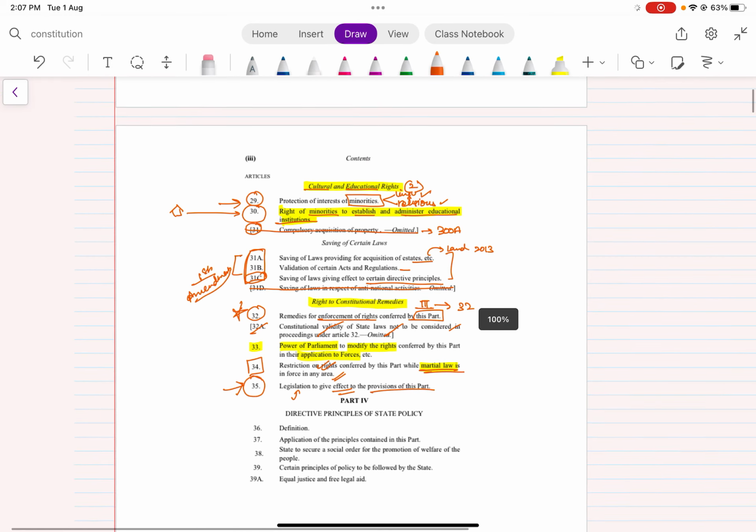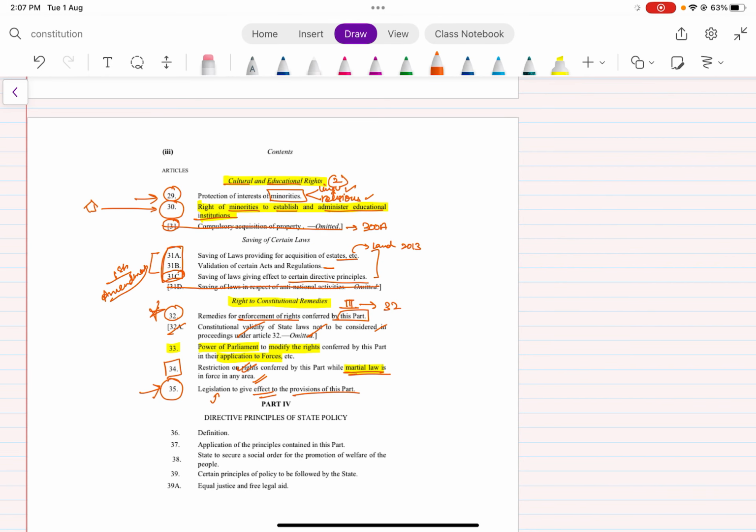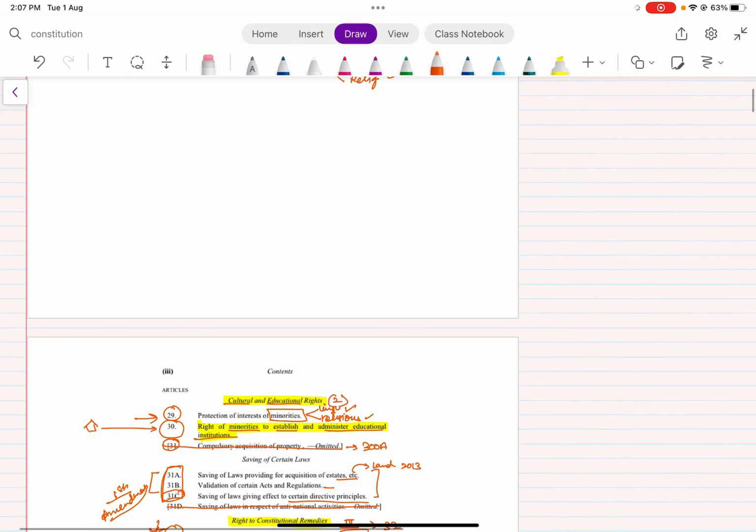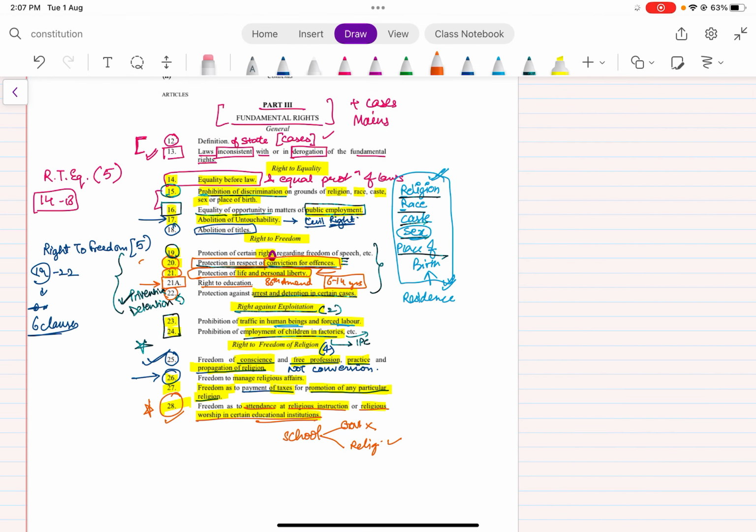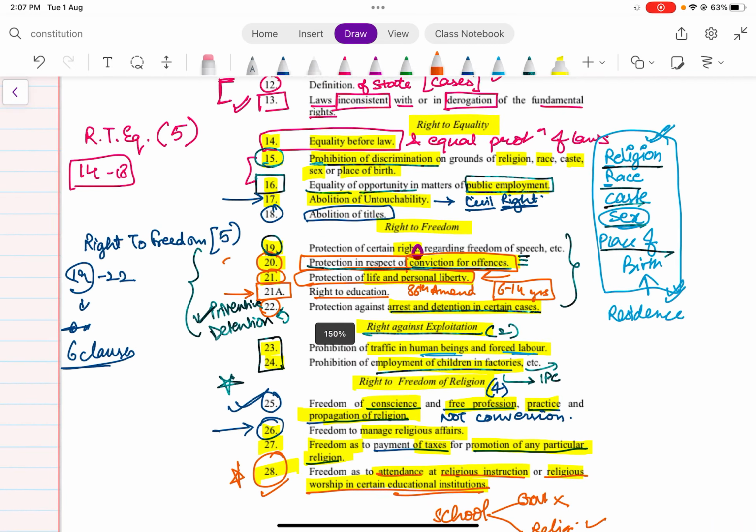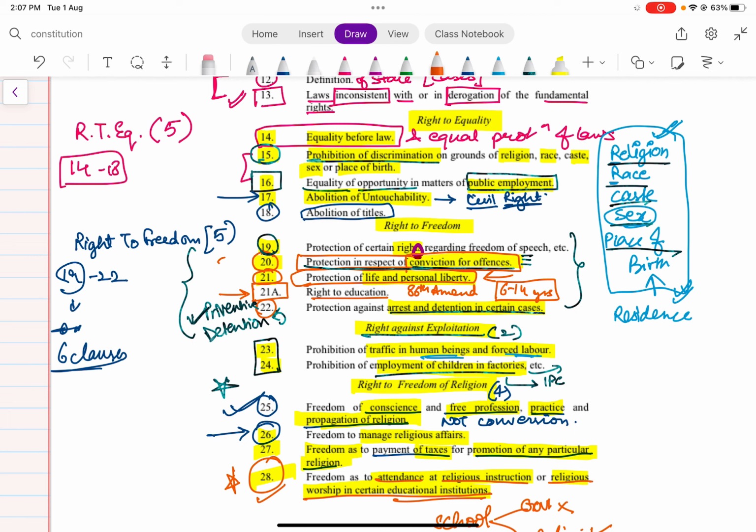I hope that the index till Part 3 is somewhat clear, and you are getting an idea of how to read every word and every provision from the bare text of the Constitution. In the next sessions we will be doing more parts in detail, and let's see you in the next class.